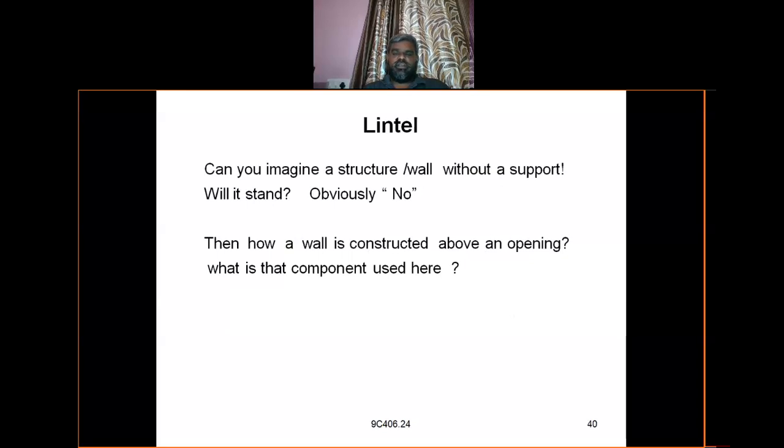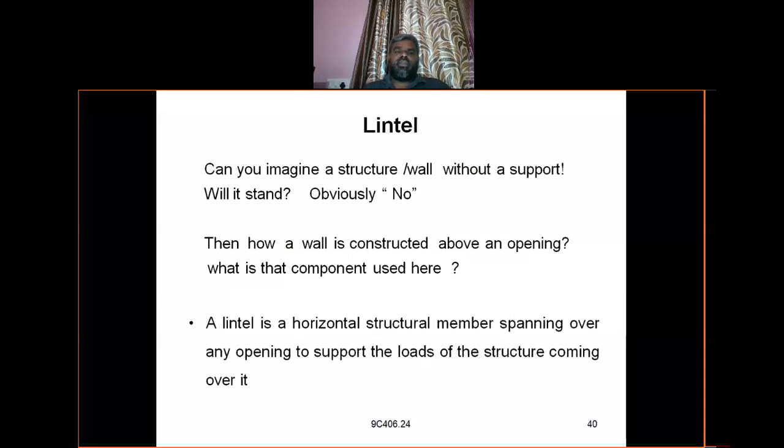Now we enter into the lintels. Can you imagine a structural wall without a support will stand? No, obviously it will not stand. Why? Because the loads coming onto the slab will be distributed to the beams or walls, and then again distributed to the foundation, plinth beam. Right. If there is an opening in the wall for fixing a door, the direct loads will be distributed onto the door frame.